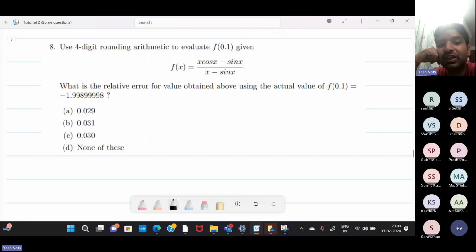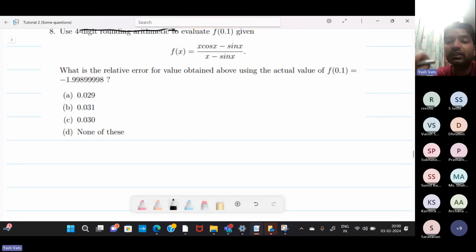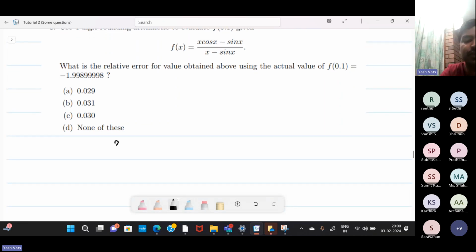Use 4-digit rounding arithmetic to evaluate this given f(x). What is the relative error for the value obtained above using the actual value of f(0.1)? So you have to use the 4-digit rounding arithmetic to evaluate f(0.1). Calculate the value up to 4 decimal places after rounding. So what is the value of f(0.1)? Let's see, the approximated value.